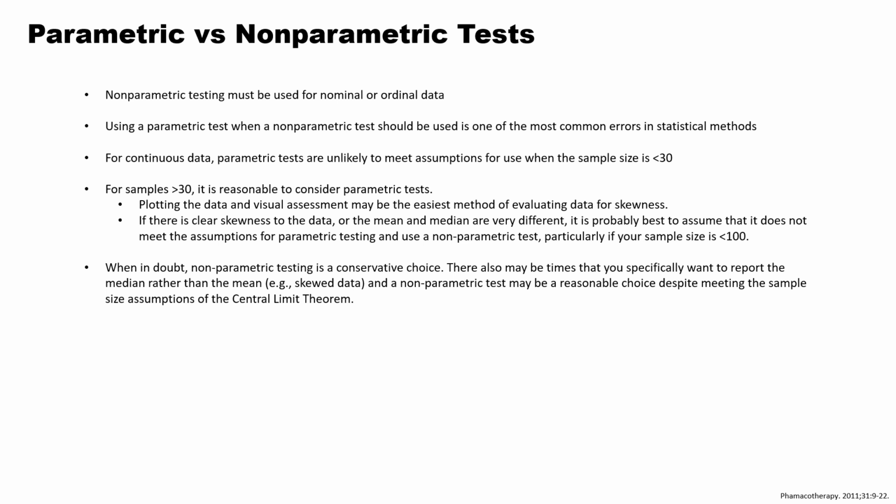And there may also be times that you specifically want to report the median rather than the mean. For example, skewed data like we talked about in terms of cost or time to antibiotics. And a non-parametric test may be a reasonable choice despite meeting sample size assumptions of the central limit theorem, even in these circumstances. Recognize it's outside the scope of this presentation, but there are also ways to use statistical software packages to determine whether a sample meets the assumptions of normality in parametric testing.